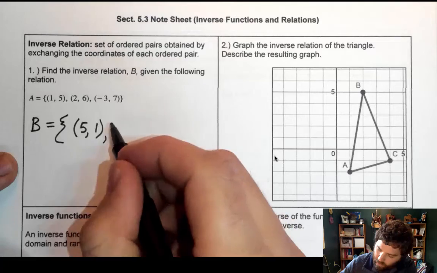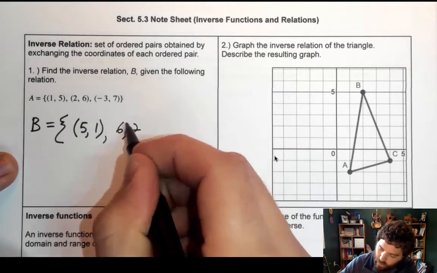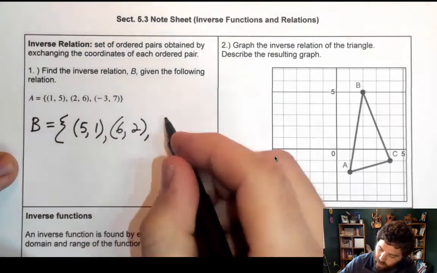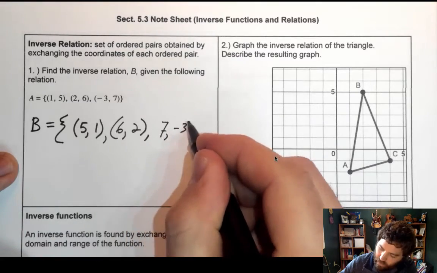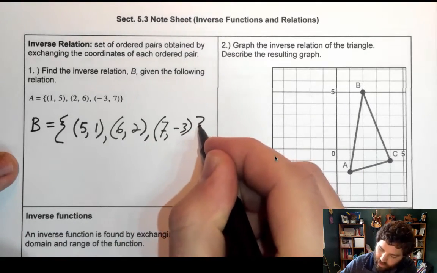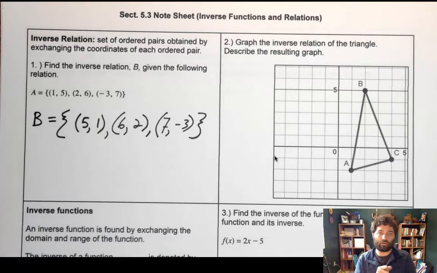So that would change to 5, 1. This one would change to 6, 2. And then this one would change to 7, negative 3. You're not changing signs on anything. You're just simply changing the order of the points. Okay, so that gives you the inverse.